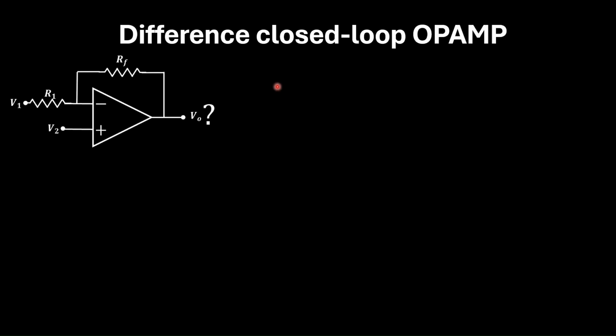Till now, whatever closed loop op-amp we have discussed, we have given input at one terminal and the other terminal was grounded. But in this circuit, you can see that there are two inputs, V1 and V2. Such type of closed loop op-amp, we call it difference closed loop op-amp. Now, let us learn how to calculate the output.